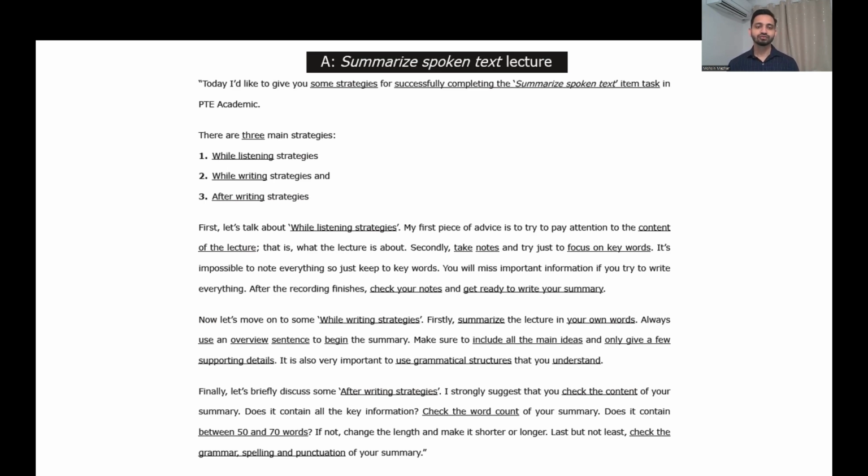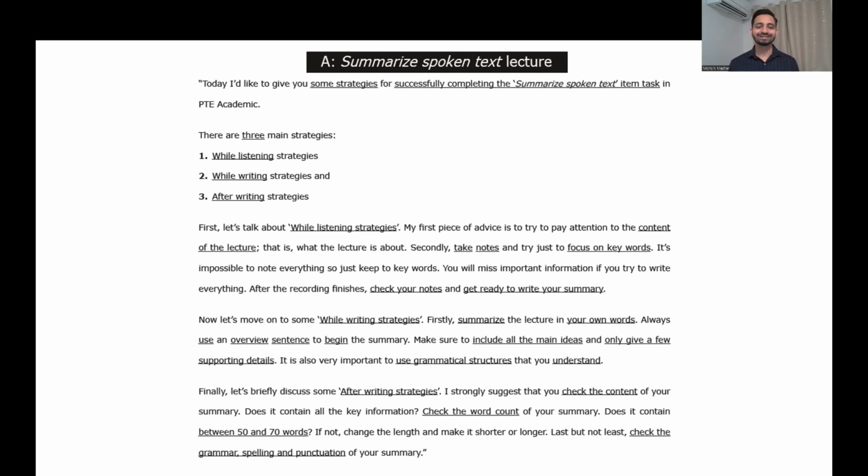Now let's move on to some while writing strategies. Firstly, summarize the lecture in your own words. Very important, your own words. Always use an overview sentence to begin the summary. Make sure to include all the main ideas and only give a few supporting details. It is very important to use grammatical structures that you understand. Finally, or you feel comfortable with.